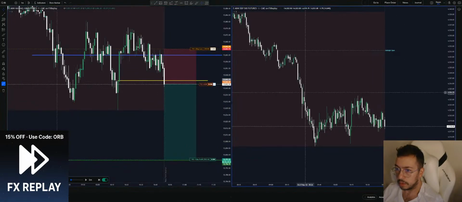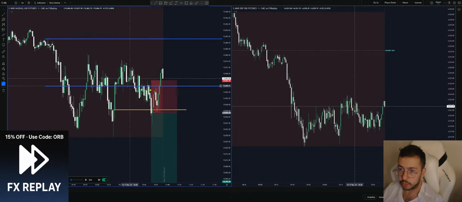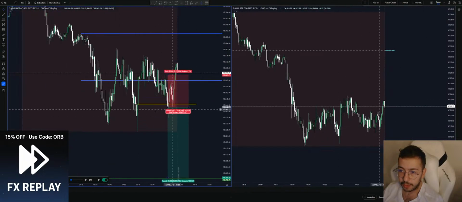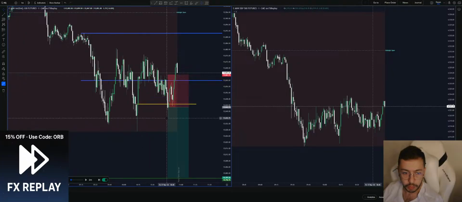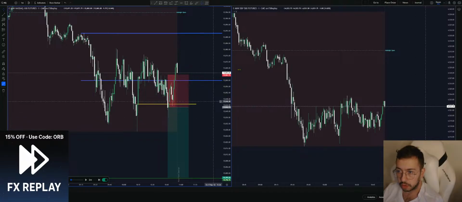Targeting the previous daily low. Might be wrong. Yep, I am wrong. The price wants to chop. But that's how I basically enter. We close strong below the ORB and the IFVG. It looks good to me.